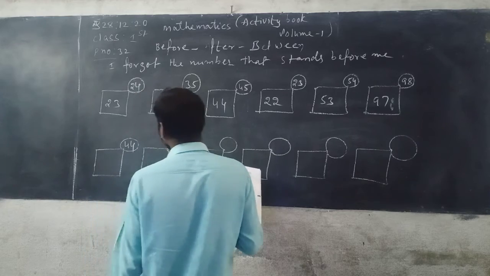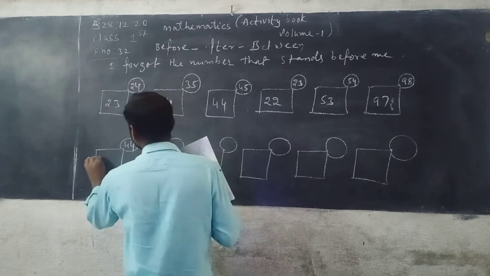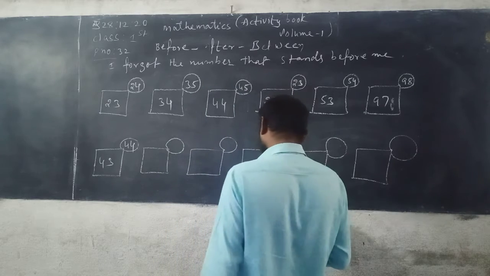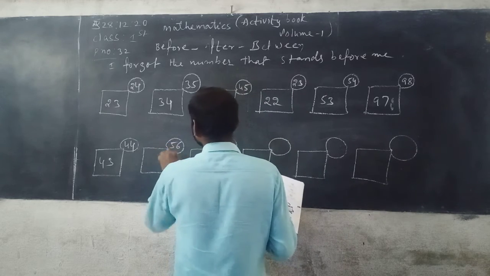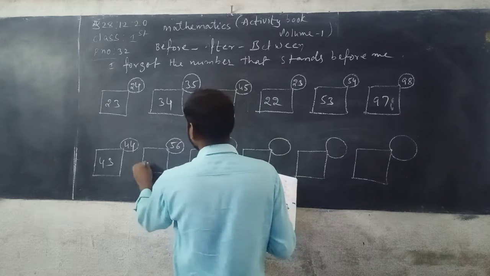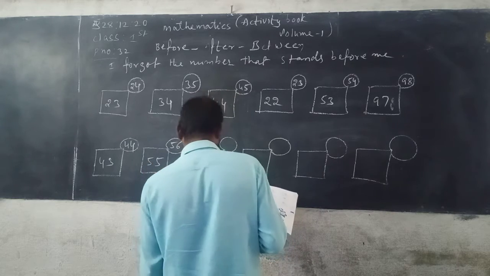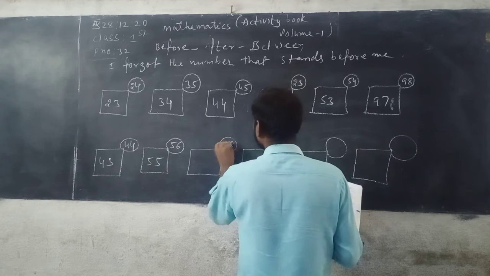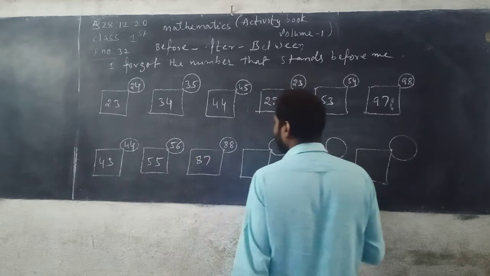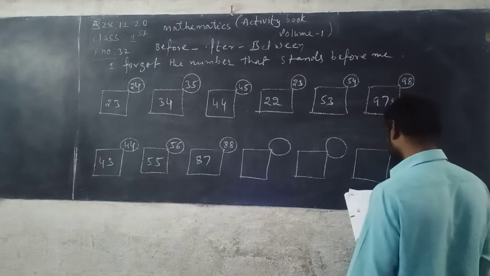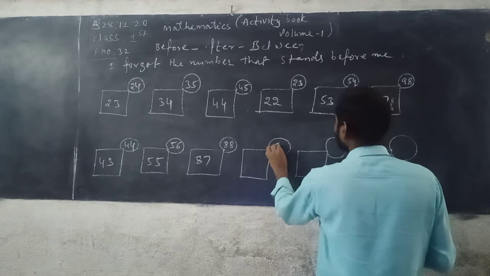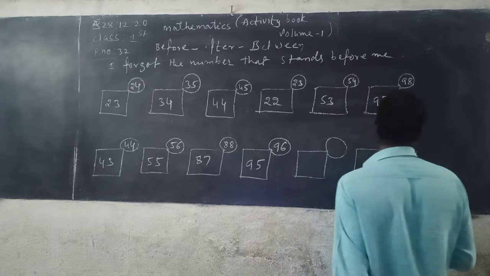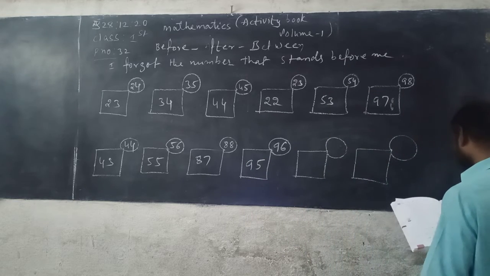The number that comes before 44 is 43. The number that comes before 56 is 55. The number that comes before 88 is 87. The number that comes before 96 is 95.